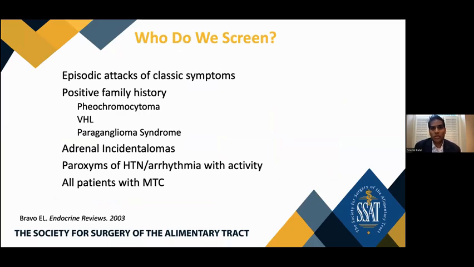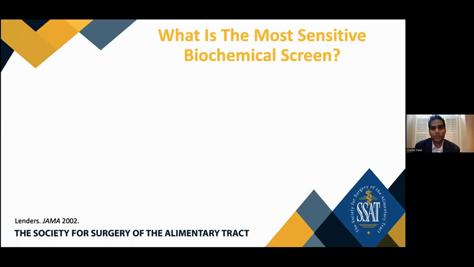So which patients do we screen? Patients that come in are oftentimes referred already with the diagnosis, but not always. If they have episodic attacks of classic symptoms or any family history of pheochromocytoma, VHL or paraganglioma syndrome, those patients should be screened. And all adrenal incidentalomas should be screened. And then patients having paroxysms of hypertension or arrhythmia with activity. And the last one, always keep in mind the medullary thyroid cancer patient. So all the MEN2As or any patient with medullary thyroid cancer should be screened for a pheo.